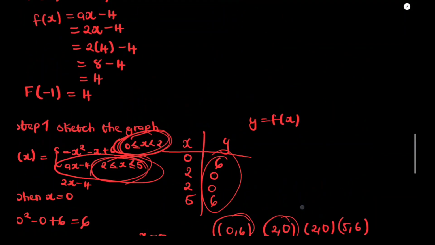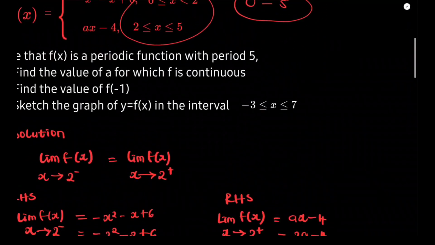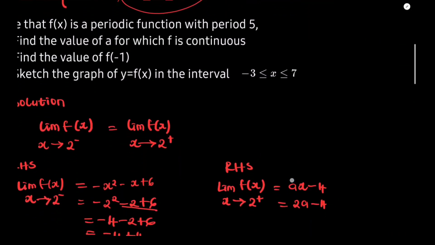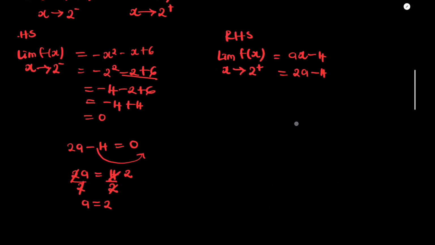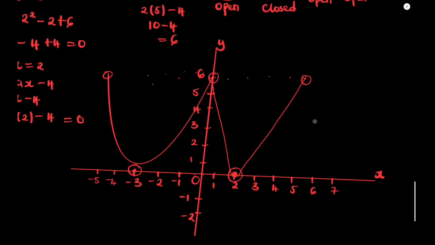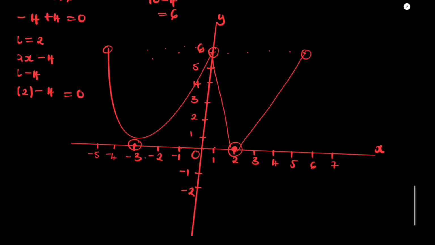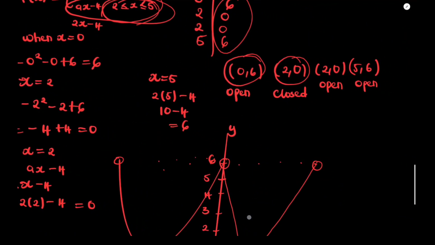So let's go to the question. Remember they told us that we should sketch the graph of y equals f of x in that interval. They gave us the interval of x, that is, it should range from -3 to 7. That is why I'm having this. And that is how you sketch the graph, and that is how a periodic function is.